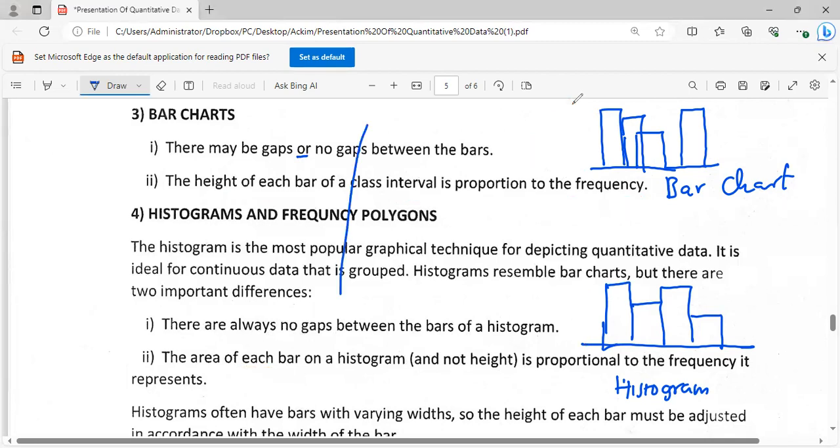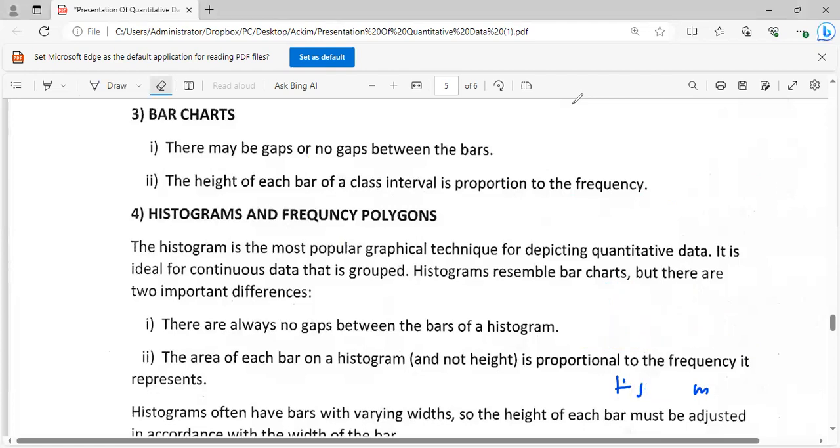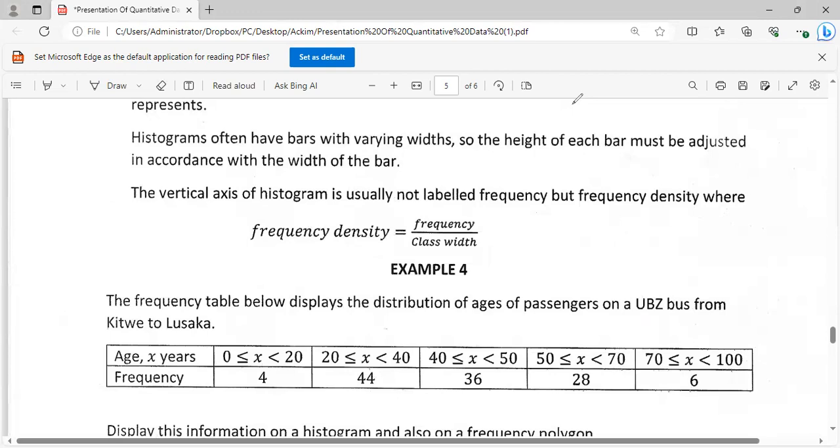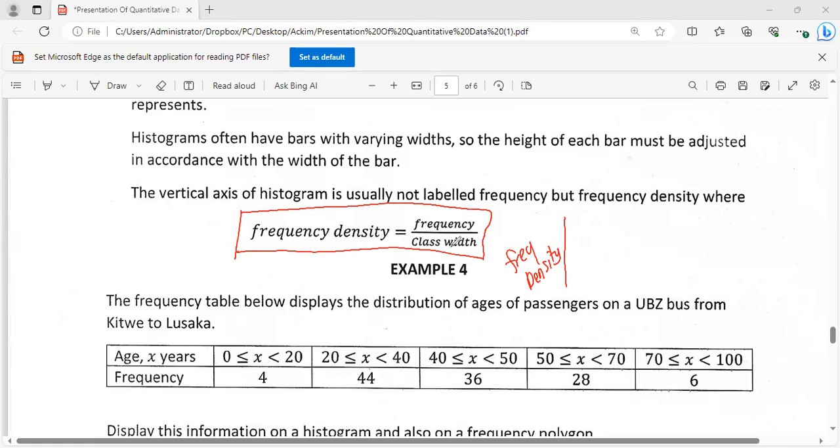So for the histogram, we use frequency density, which is the area of the bar. The vertical axis of the histogram is usually not labeled frequency but frequency density. The bar chart we already did, but at this stage we'll look at the histogram. We use frequency density, especially when the class widths differ. The formula for frequency density is simply the frequency over the class width. So you have to calculate your class width.